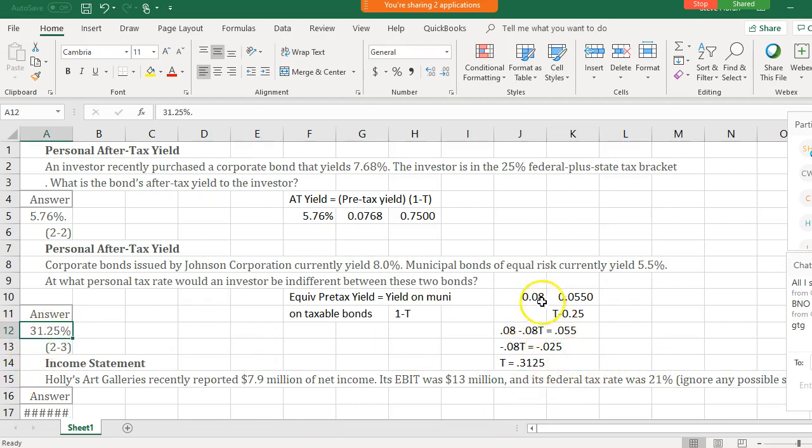Okay, so it's just a little bit of algebra, unfortunately, which is not everybody's forte necessarily, but basically is trying to identify what's the tax rate where I'm indifferent. So if I'm at my personal return, if my tax rate's 31.25%, either one of these bonds is okay with me. I'm indifferent between the two, and that's what I'm trying to figure out.